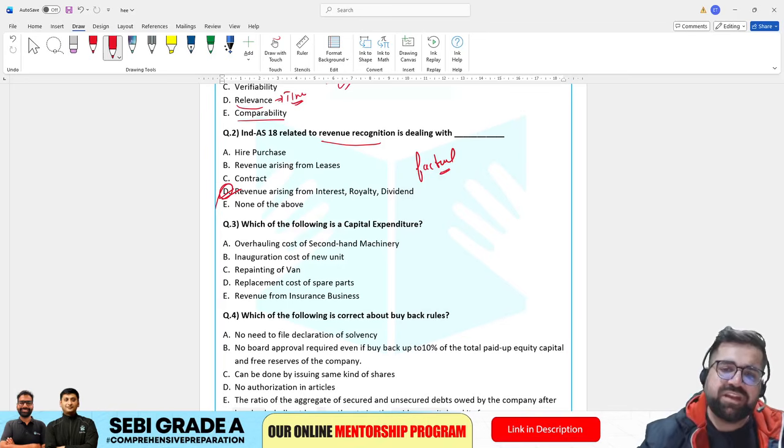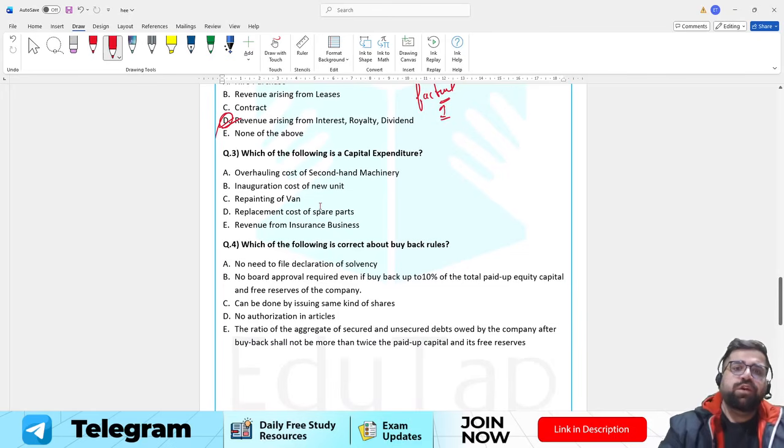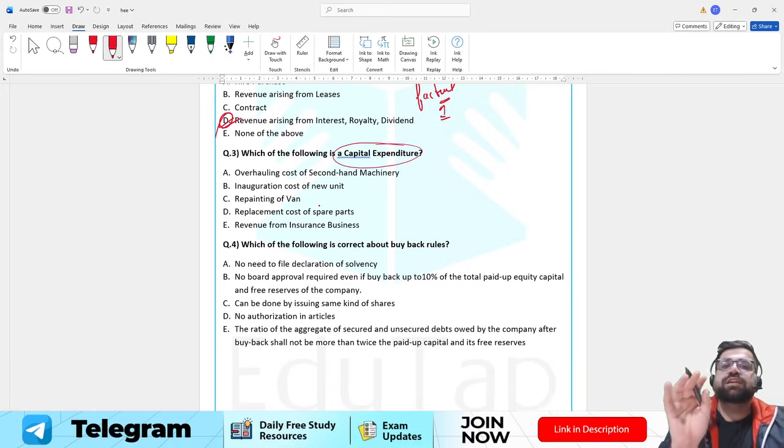And yes, this is very, very factual. You should remember at least the basic accounting standards which are there in your course, which I again repeat are AS2, AS9, AS10, AS11, AS13, right? Which of the following is a capital expenditure?